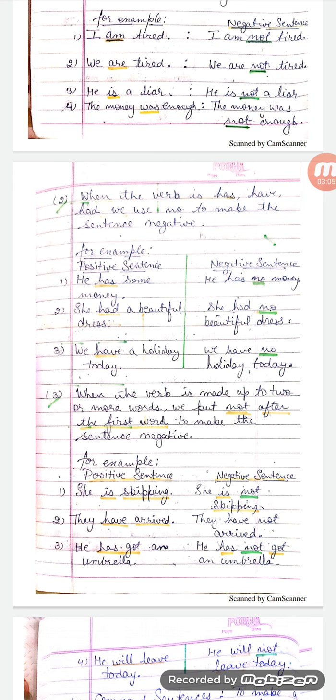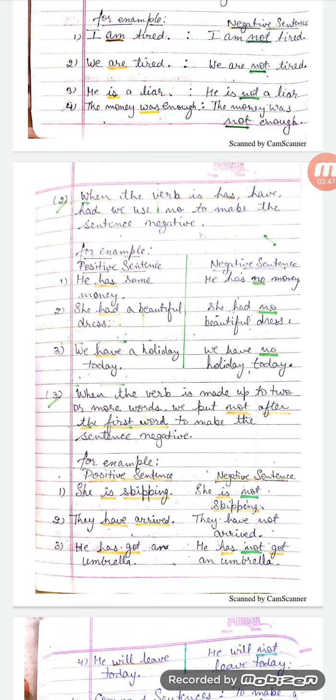Third, when the verb is made up of 2 or more words, we put not after the first word to make the sentence negative. For example, she is skipping. In this sentence, the 2 words are is and skipping. Both these words are verbs. Is a helping verb and skipping is the main verb. So to change such kind of sentences into negative, we put not after the first verb. And the answer we get is she is not skipping.